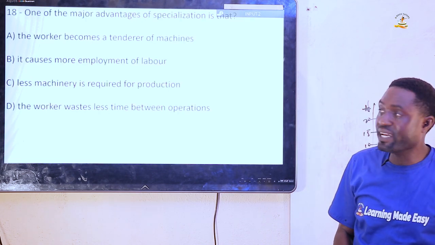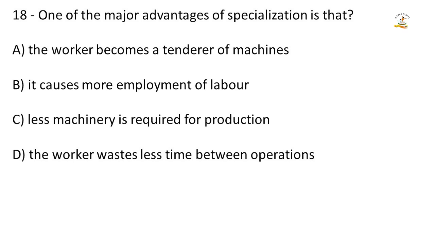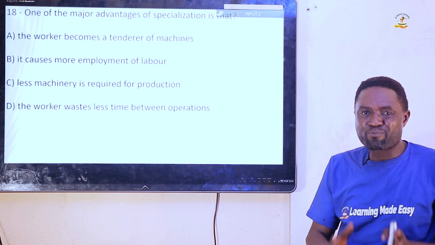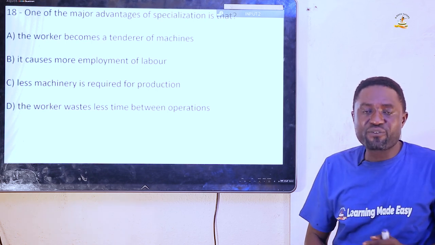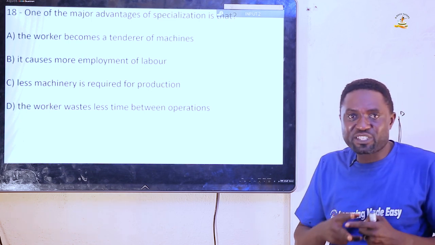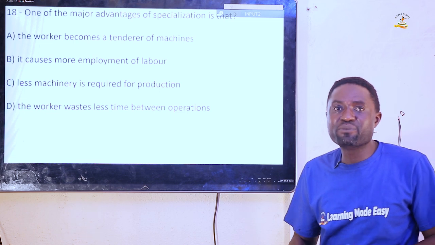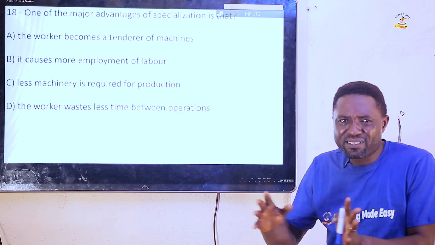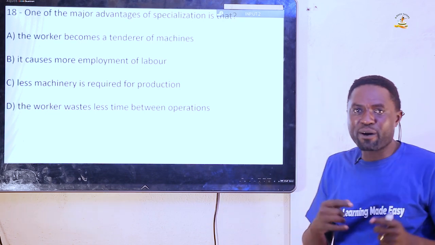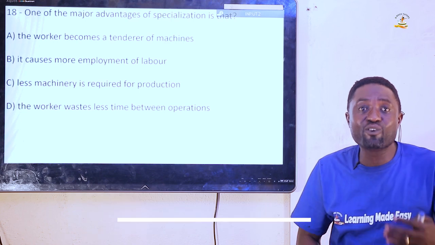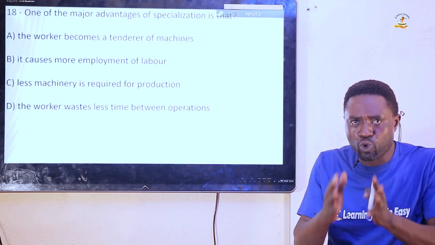Then, question number 18. One of the major advantages of specialization is that, you know, where you do something regularly, you are specialized in that. If it is cutting clothes, that may be your own field. Someone may be in charge of cutting, another person in charge of sewing, another person in charge of different segments. So when you talk about specialization, it brings speed because it is what you have been doing over and over, so you know what to do per time.